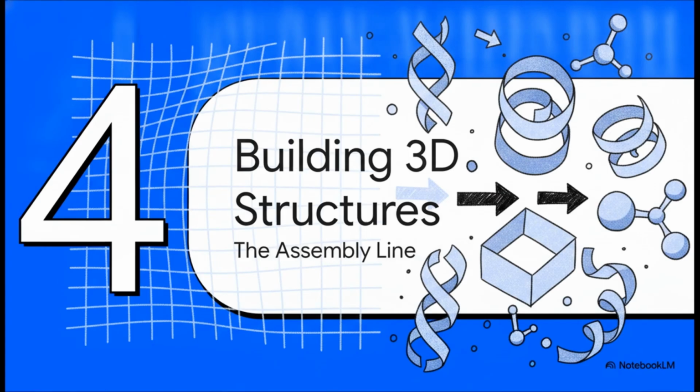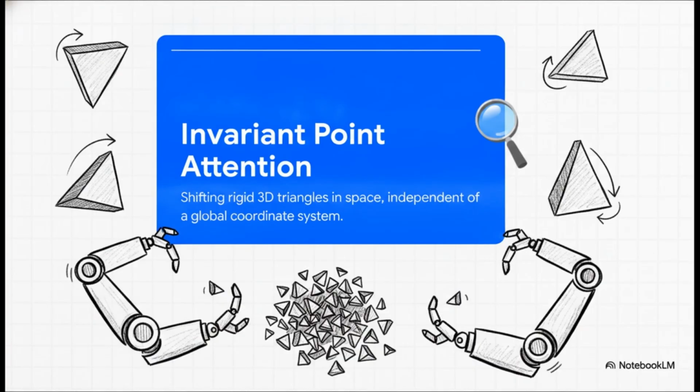Section 4. Building 3D structures, the assembly line. So here, the system relies on something called invariant point attention, or IPA. AlphaFold represents every single amino acid in the protein backbone as a rigid 3D triangle. Initially, they're all just clumped together at the origin point, which the creators jokingly call the black hole initialization. But then the IPA kicks in. It acts like an intelligent robotic arm, treating each rigid 3D triangle as an individual body and shifting and rotating them in local 3D space.